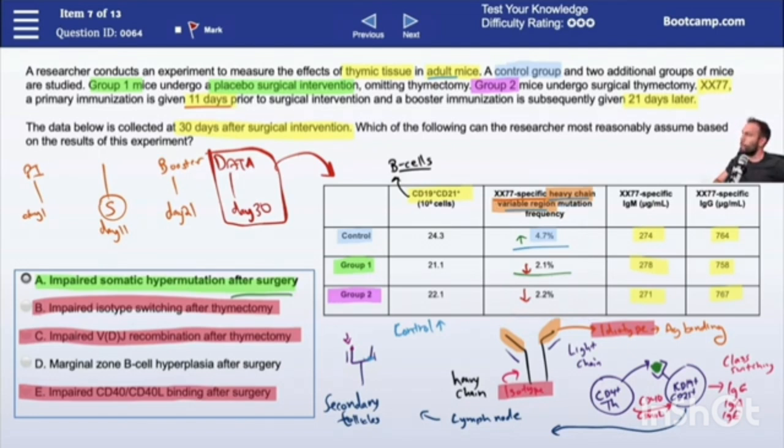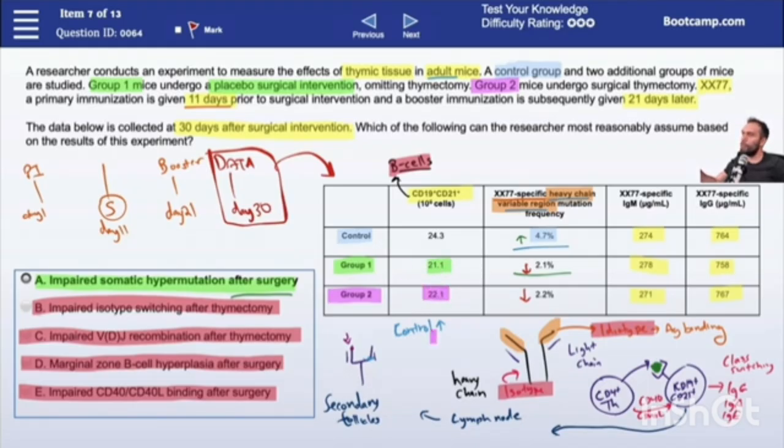Finally, the last option here, marginal zone B cell hyperplasia. So remember, if you're talking about B cell hyperplasia, marginal zone, particularly in the lymph node, right after surgery, well, let's take a look at this. So here's the B cells. Now, hyperplasia would suggest more B cells, right, in this marginal zone. Now, if I look at, let's see, after surgery, so we're saying that essentially group 1 and group 2 have hyperplasia.